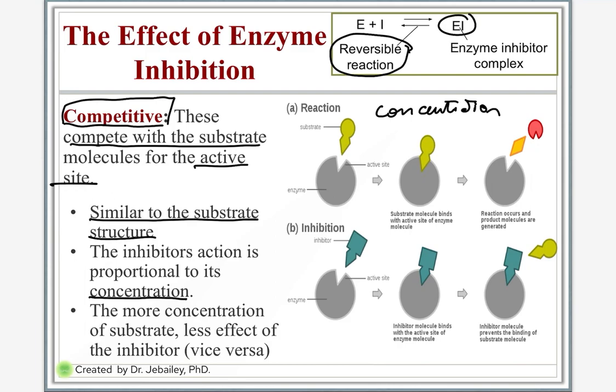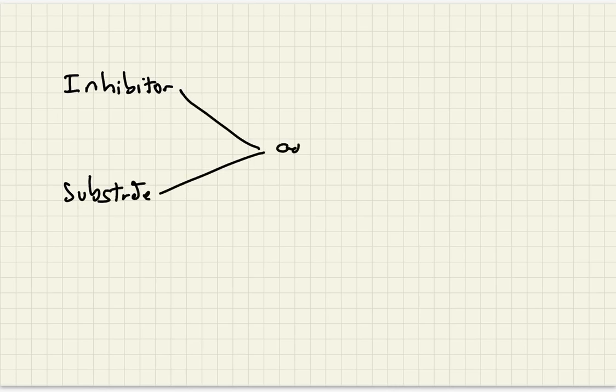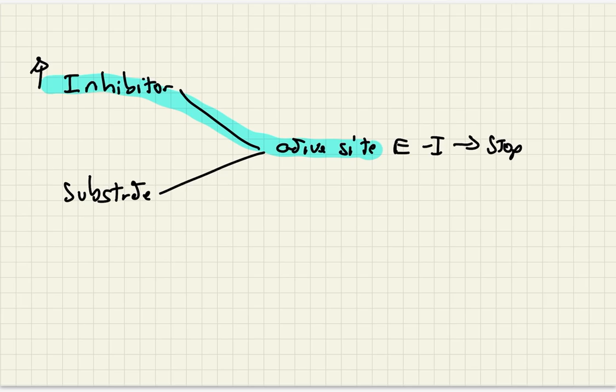So in another sense, let's erase here. Let's say you have the inhibitor and you have the substrate, right? These two are competing for the active site of the enzyme. So if you, by any chance, have more inhibitor, then this will lead to the active site being bound by the inhibitor, and this is going to do what? Stop the reaction.